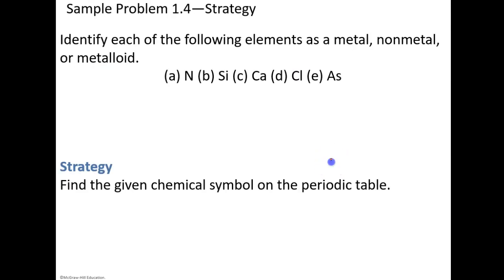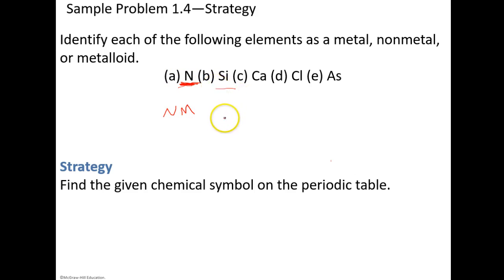Okay, so here we go. Identify as metals, nonmetals, or metalloids. For most of these, you might be able to figure it out. Some of them you might have to look at the periodic table. For example, nitrogen. Everyone knows nitrogen is a gas. It is not a metal. So nitrogen is going to be a non-metal. I'll put NM.